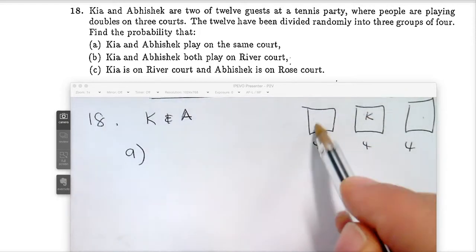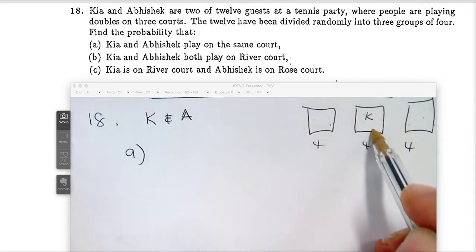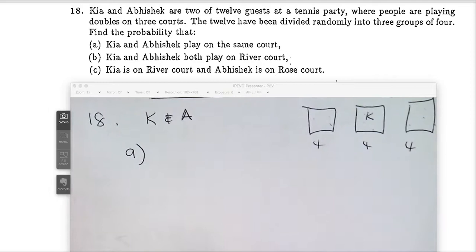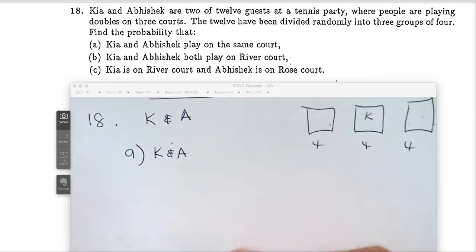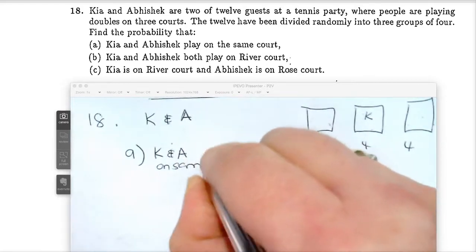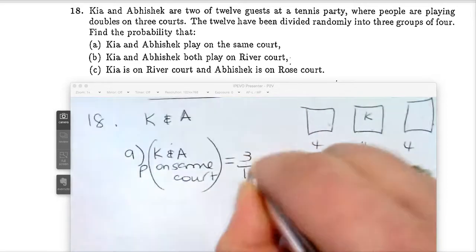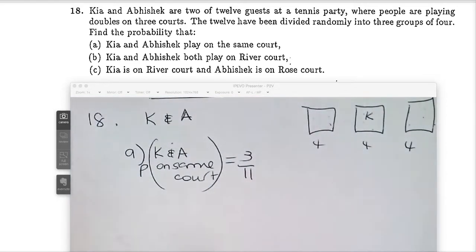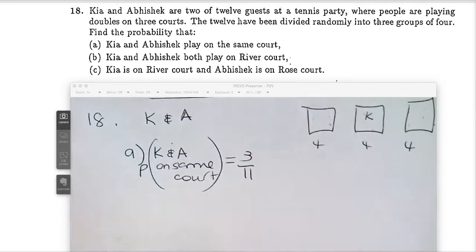Well, there are 1, 2, 3, 4, 5, 6, 7, 8, 9, 10, 11 spots left. For them to play on the same court, there is 3 out of 11 chances. Because if K is, for example, it doesn't matter which one K is on. There are 3 spots left here out of 11 players still to be allocated a court. And they just want them to be on the same court. Okay?